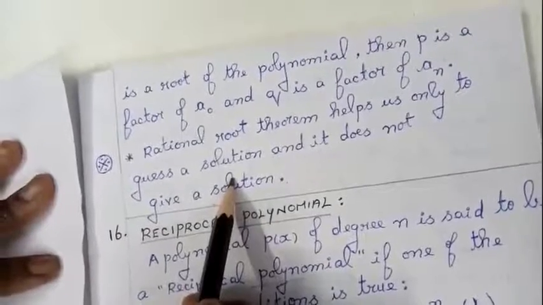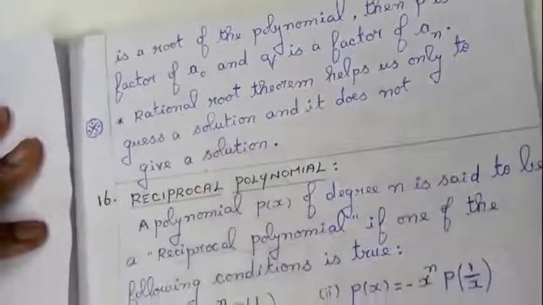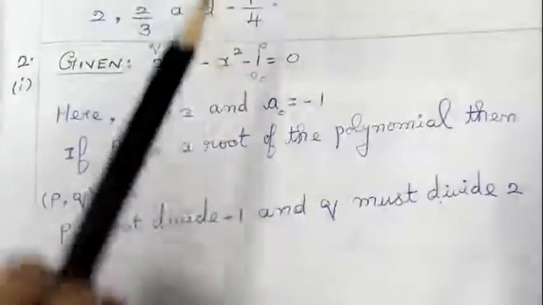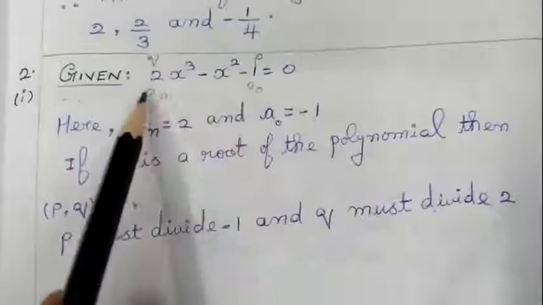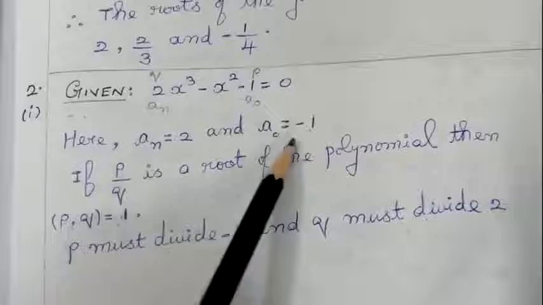Now we are going to start with the second sum. The second sum they have given you like this. I am going to take a_n equal to 2 and a0 equal to minus 1.